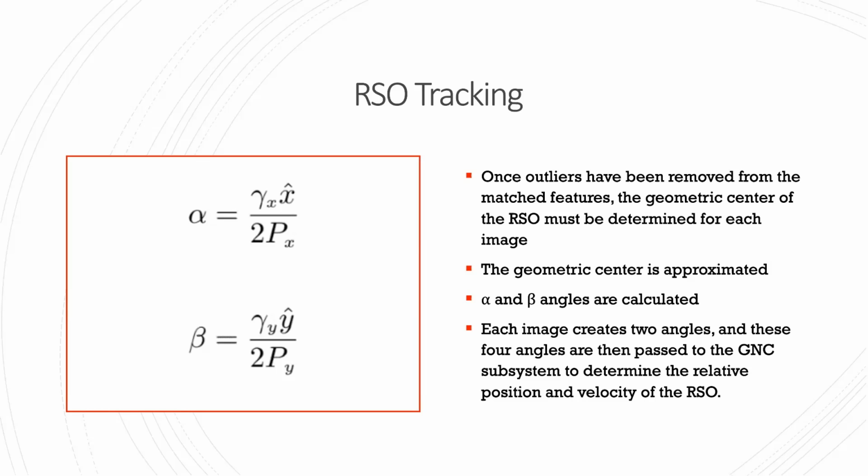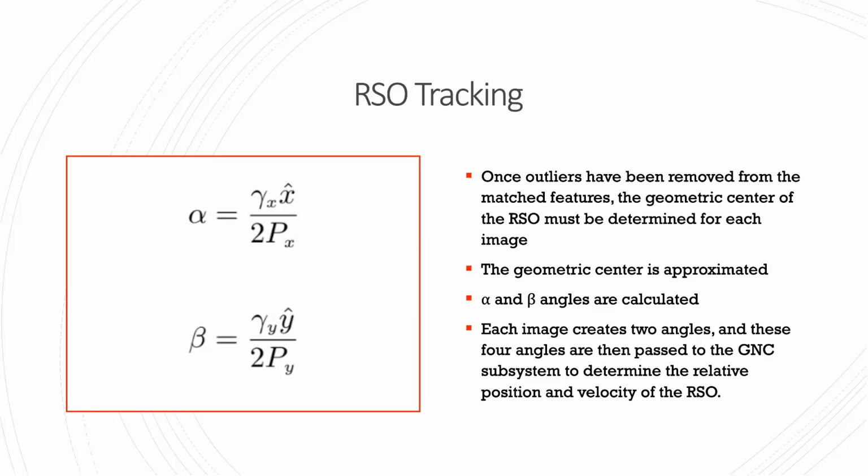These are used by the GNC subsystem and what we'll be sending afterwards. So how these are calculated, we have these equations here. We have the field of view along the relevant axis, which is the one on the top left. Alpha is in the X direction, beta is in the Y direction. Then we have the coordinate for the geometric center.